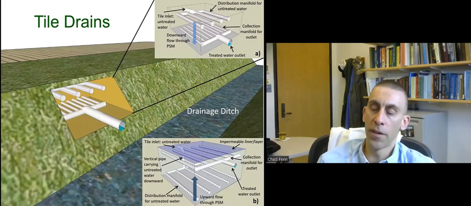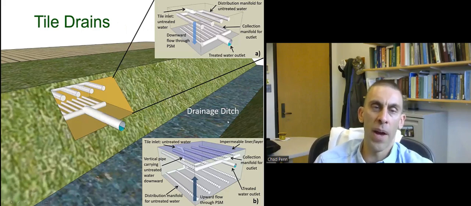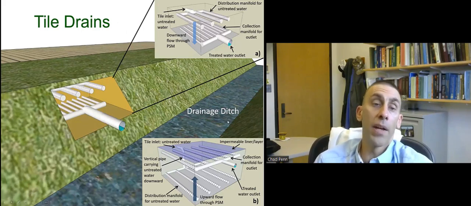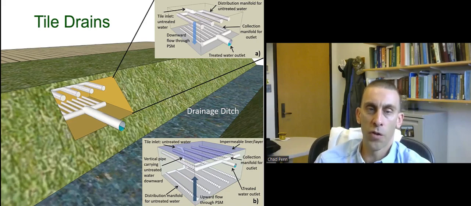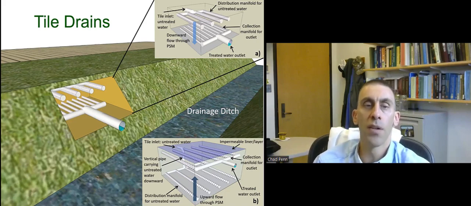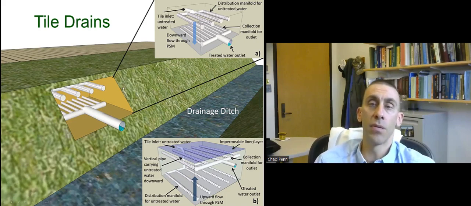Tile drains. So we can build these filters on tile drains. If you imagine building a buried bed of PSMs to intercept the water in the tile drain before it drains out to a ditch. And we can design these to flow from the top downward or from the bottom up, depending on the amount of hydraulic head that you have and how deep your ditch is and what the distance is between your outlet and the bottom of the ditch. I'll give you some examples.